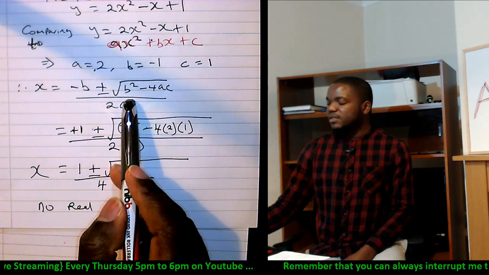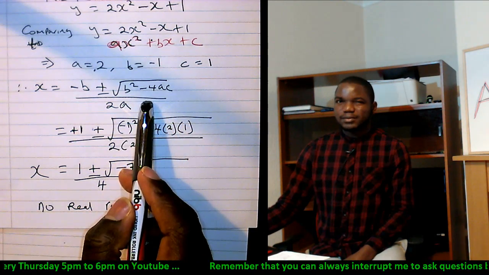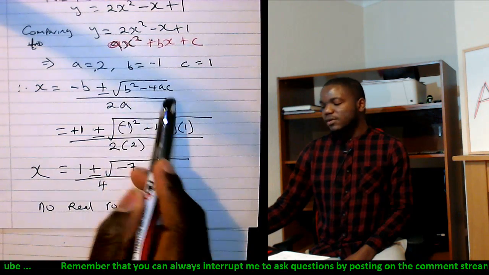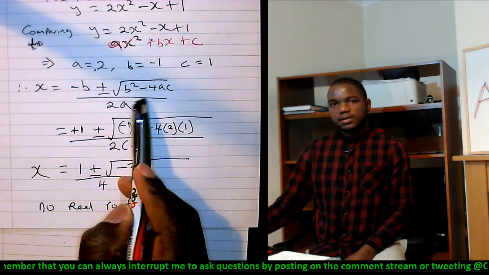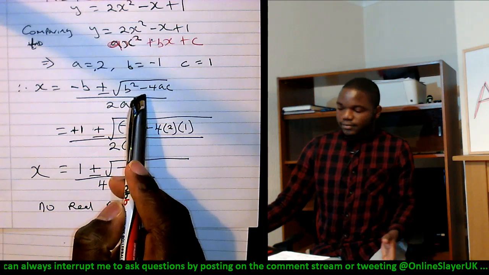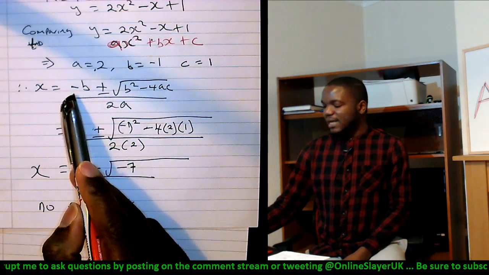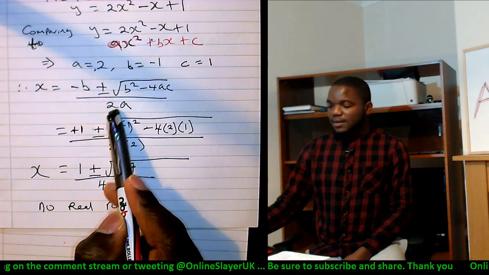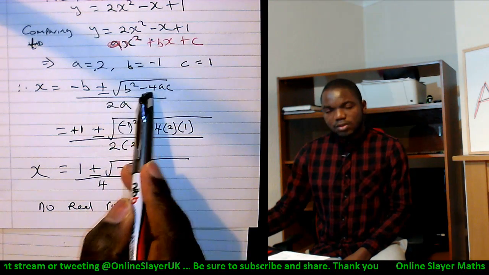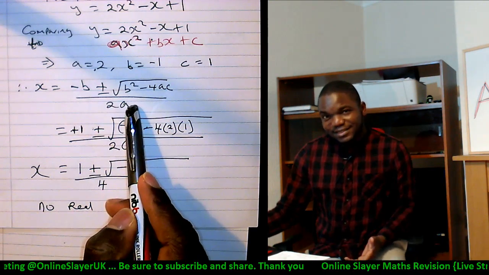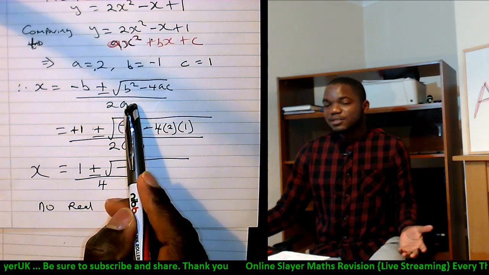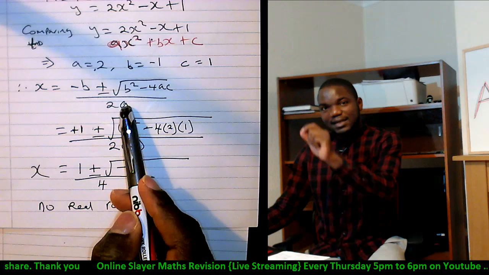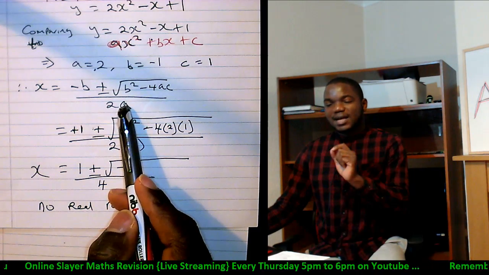What about when b squared minus 4ac is 0? b squared minus 4ac being 0 means that you have the square root of 0, which is 0. So you're going to have two roots, x equals minus b plus 0 over 2a and minus b minus 0 over 2a, which is actually the same thing, minus b over 2a. That means that it has two roots, and those two roots are at the same point.